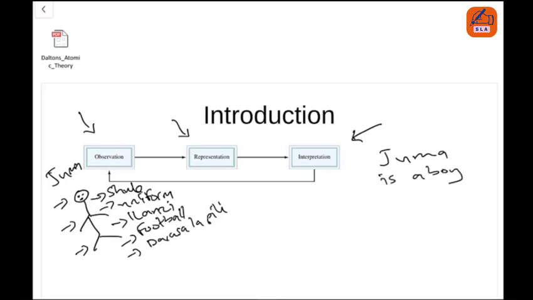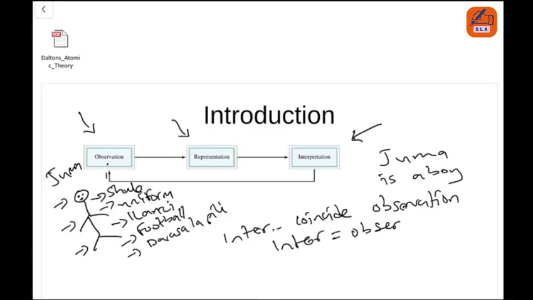is a boy. So hii interpretation ina coincide na observation. Our interpretation coincides with the observation. Interpretation inakuwa sawa sawa na observation. They have to be equivalent. It is very important. Unaweza ukaobserve mtu unamwita Juma alafu ukasema Juma ni msichana. Unaona? So this observation and interpretation lazima zi coincide.